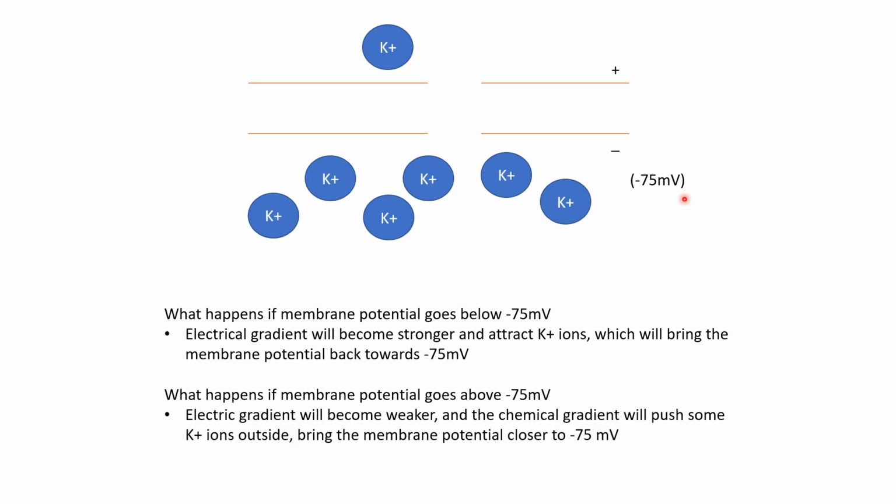So this is the value that the potassium ions try to achieve. If the membrane potential is above it or below it, in both the cases, the potassium ions move in such a way that the membrane potential can return to -75. So this equilibrium potential reflects the value of membrane potential which the ions try to achieve. And different ions will try to achieve different values of the equilibrium potential.